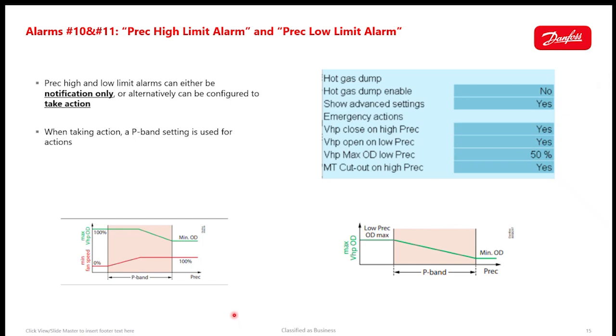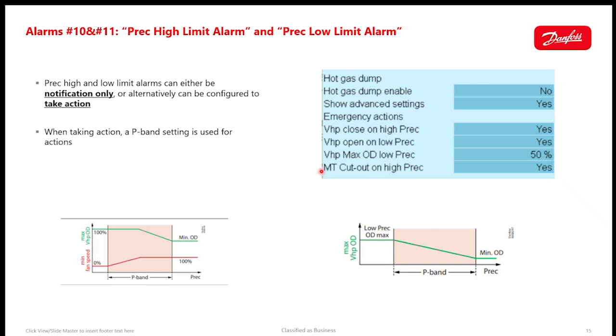On receiver control, we'll really only have two alarms that we can expect to see, either high receiver pressure or low receiver pressure. So PREC high limit or PREC low limit would be the verbiage that you can expect to see there. It could be one of two situations depending on the configuration. So this could be notification only alarms when we go above the max limit or below the low limit.